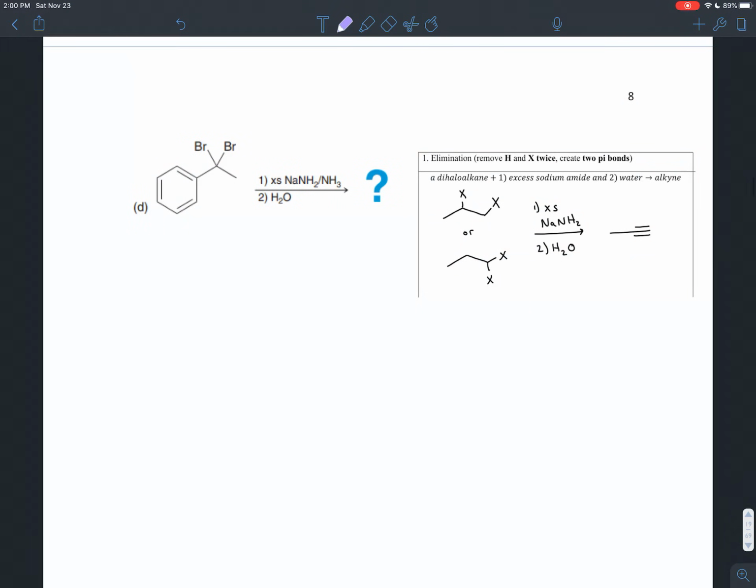All right, let's try D. What we see here is a molecule that has 2 leaving groups. You see 2 leaving groups and you should think, I can do either substitution twice, or I could do elimination twice. Or maybe I could do a mixture of the 2.